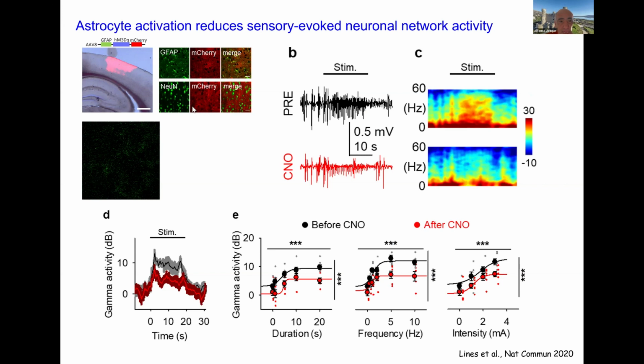And we could observe that the responsiveness of the neural network, the gamma activity, is differently regulated in the presence or absence of the activation of the astrocytes with CNO. And what you can observe here is that the activation of the astrocytes reduces the responsiveness of the neural network to the sensory stimulation. So the activation of the astrocytes reduced the gamma activity induced by the sensory stimulation. They are kind of slowing down the neural network activity. The activation of the astrocytes is slowing down the activity of the neural network evoked by the sensory stimulation.